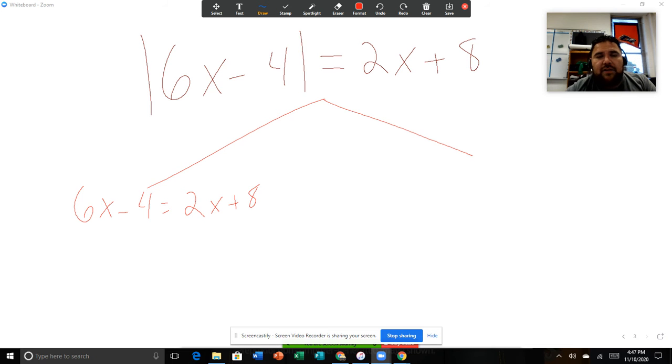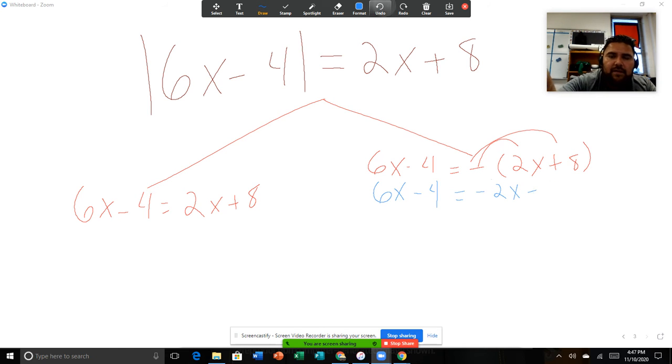On the second equation, I'm going to distribute a negative. So 6x minus 4 equals negative 2x plus 8. So here I distribute this negative, right? Make sure we do that piece. So this equation actually should be 6x minus 4 equals negative 2x plus 8. Or sorry, minus 8. My apologies. Okay, because I distribute that negative to both of them.